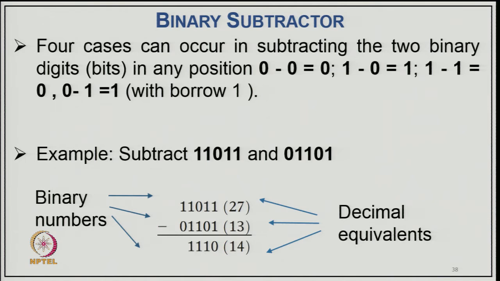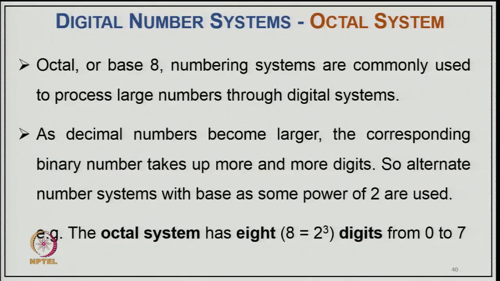So, this is exactly similar to what we are going to have in decimal equivalent as far as addition and subtraction is concerned. Now, coming to the octal number system. This octal system has a base of 8, octal means 8, and we have 8 digits to represent.